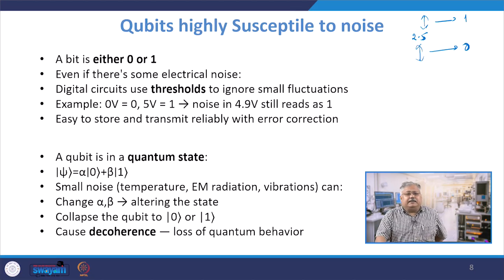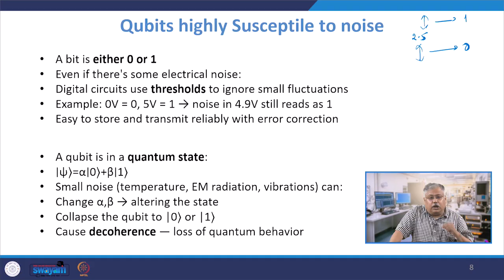Therefore, it is very easy to store data, because you are storing zeros and ones, and you can reliably transmit the data from point A to point B. Even if noise is inserted, there will be heavy noise rejection in the classical domain. And even if noise is present, you can do error correction and find the factual value at the receiver end. However, let us look at the quantum state. A qubit is a quantum state, as I discussed.